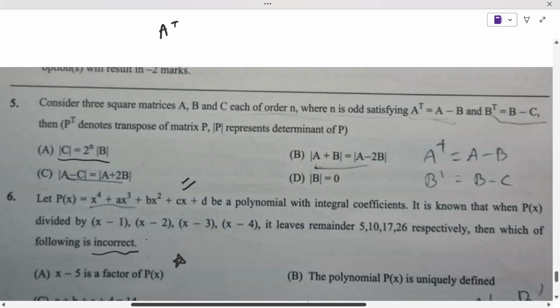A transpose equal to A minus B. B transpose equal to B minus C. Then you have to find out the rest. Let us just add both equations. So it is A transpose plus B transpose, that is equal to A minus C, right? Take the transpose both sides and we have A plus B is equal to A transpose minus C transpose.